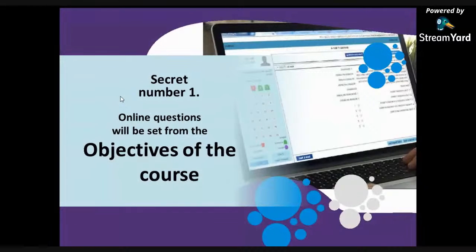Secret number one: online questions will be set from the objectives of the course. The objective of the course is very, very important. So if you are planning for your online exams, it is very, very important you take notes of the objectives of the course. If the lecturer has not given it to you, what you need to do is to ask the lecturer, sir or ma'am, what are the objectives of this course?